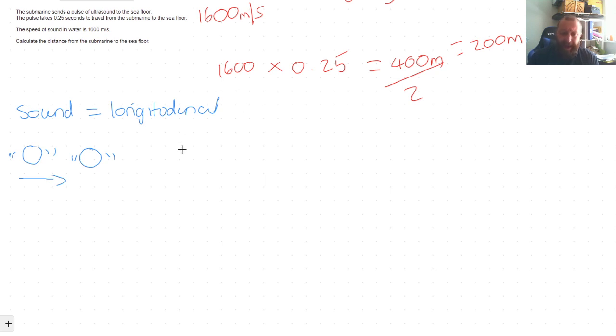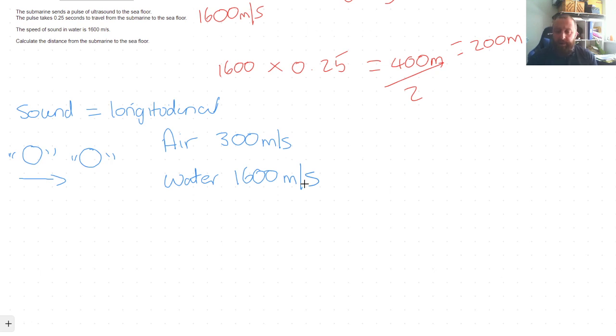Now, in air, the speed of sound is around about 300 to 330 meters per second. Notice though, what it says up there is that in water, it's much faster. And in solids as well, it's also faster again.